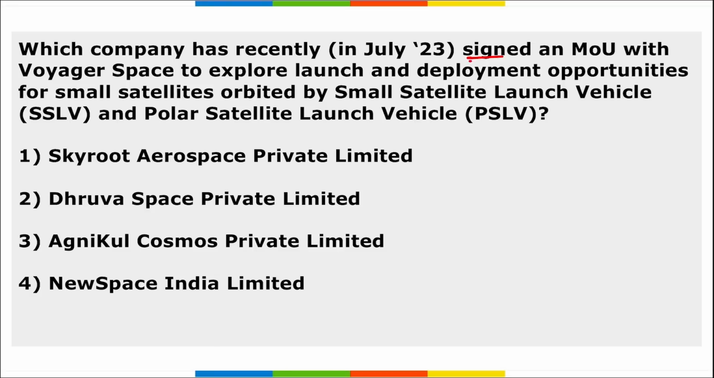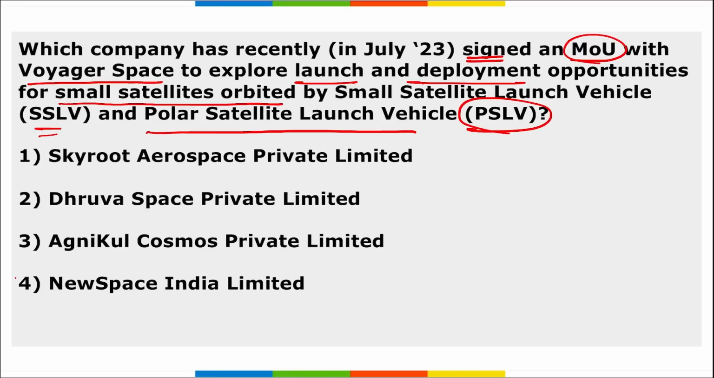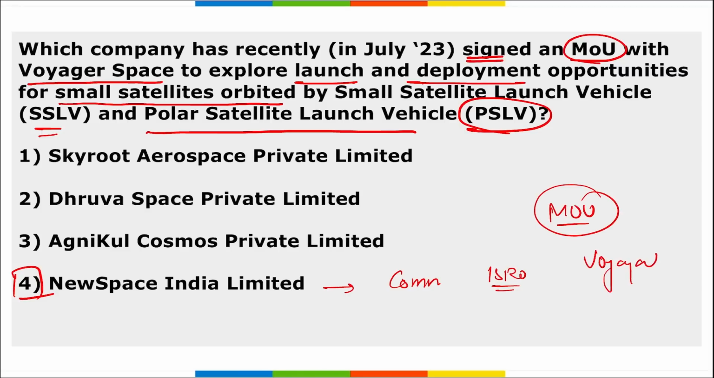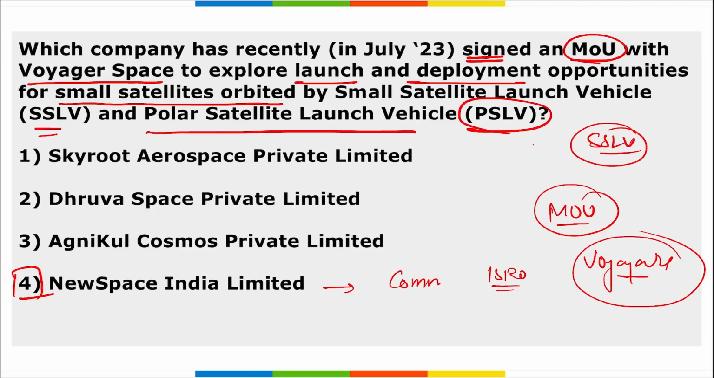Next, which company has recently signed a memorandum of understanding with Voyager Space to explore launch and deployment opportunities for small satellites orbited by SSLV and Polar Satellite Launch Vehicle, that is PSLV? So it is NSIL, that is NewSpace India Limited. This is the commercial arm of ISRO, correct? And they have recently signed a memorandum of understanding with Voyager Space to explore various opportunities in the sector using the SSLV, Small Satellite Launch Vehicle, and the Polar Satellite Launch Vehicle, that is PSLV. Correct?